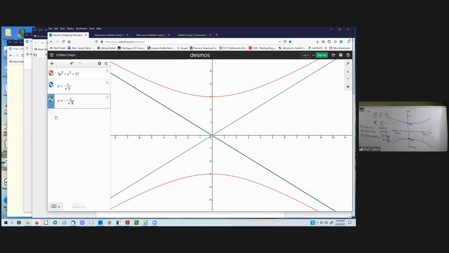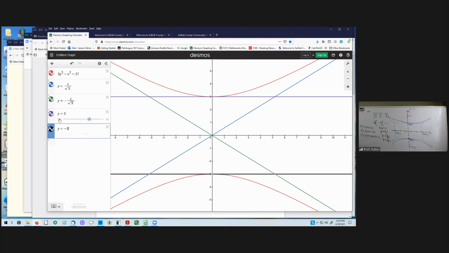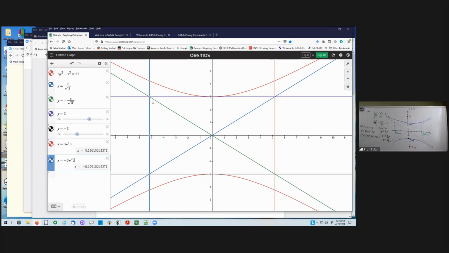I could do the same sort of thing if I wanted to: y equal to 3, y equal to negative 3, x equal to 3 square roots of 3, and x equal to minus 3 square roots of 3. So you can see where this box goes right through my asymptotes there, just as I've drawn it on the board there as well.